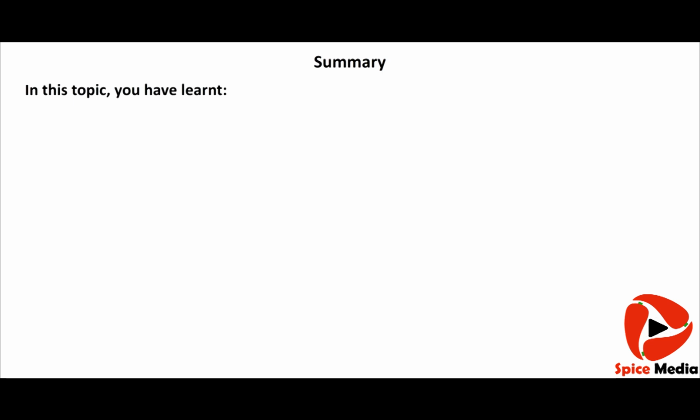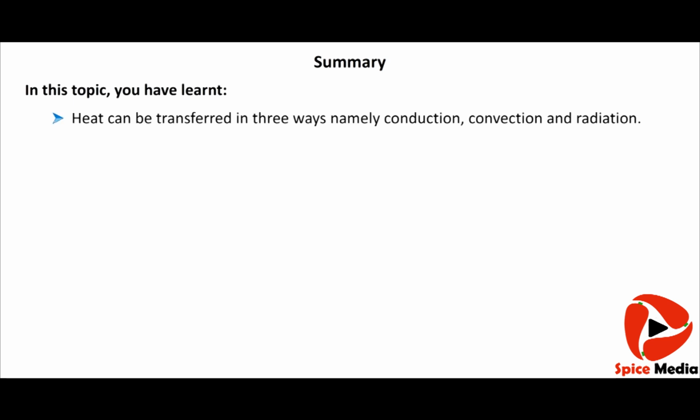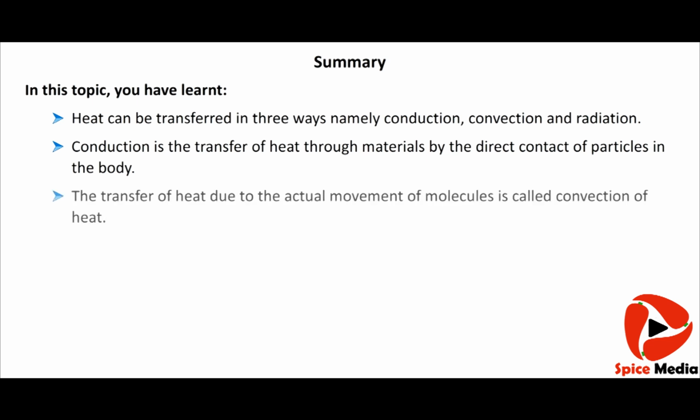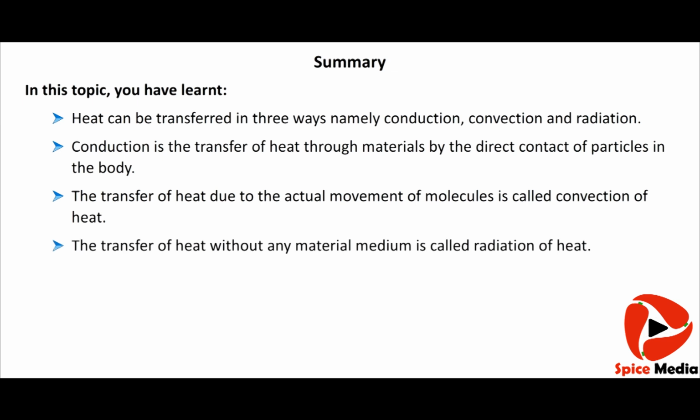In this topic, you have learnt heat can be transferred in three ways, namely conduction, convection, and radiation. Conduction is a transfer of heat through materials by the direct contact of particles in the body. The transfer of heat due to the actual movement of molecules is called convection of heat. The transfer of heat without any material medium is called radiation of heat.